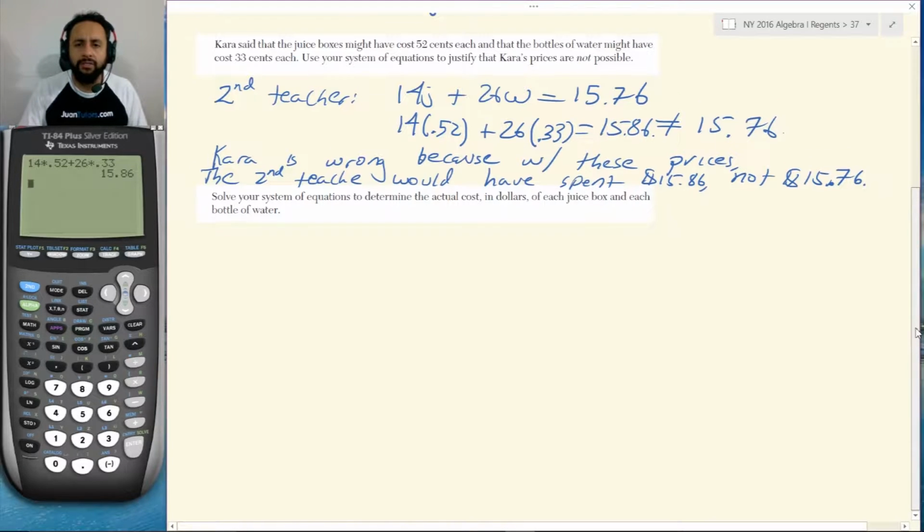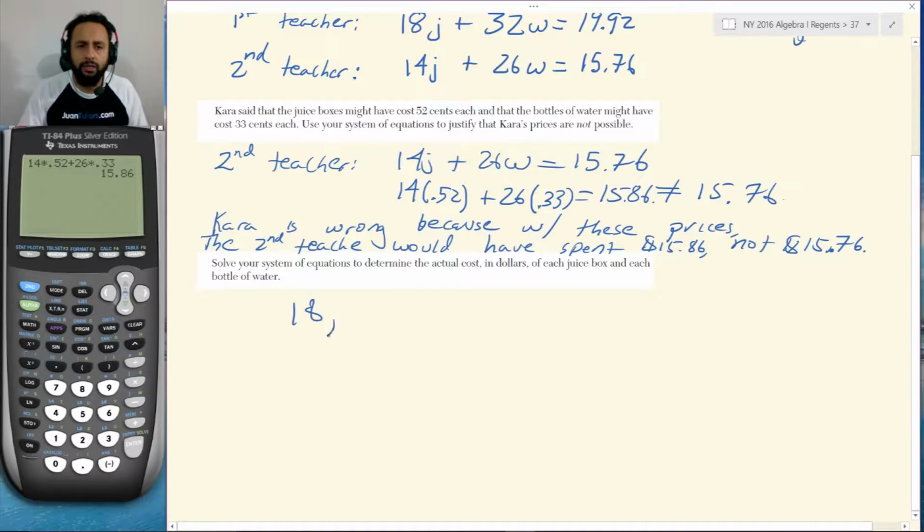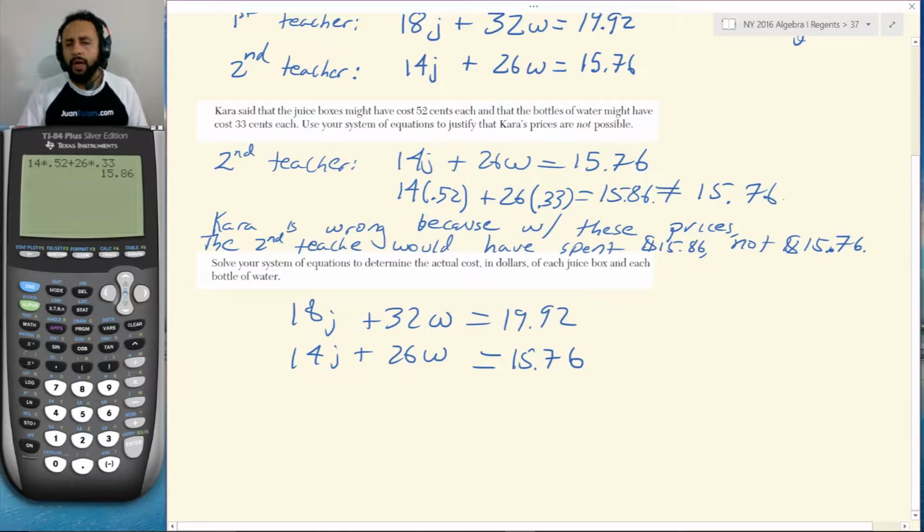So now they said solve the system of equations, so let's do that. 18J plus 32W equals 1992, and 14J plus 26W equals 1576. Okay. So how do we do this? We could do this by substitution, we could do this by elimination, and we can do this by graphing. I'm going to do this by elimination. So I see that 14 and 18 have a greatest common factor of, I'm sorry, not 7, 2. 14 times 18 divided by 2.